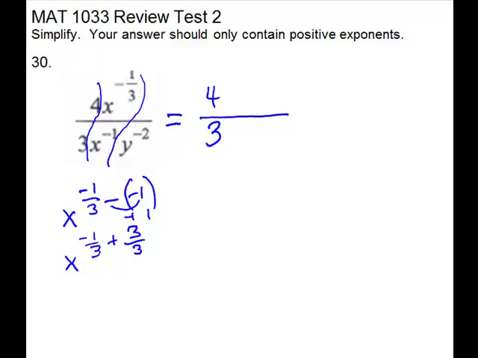So we will keep the common denominator and combine numerators, and a negative 1 and a positive 3 gives us a positive 2. So that's all we can do. When you use that subtract rule, it goes on the numerator. So x to the 2/3. For my y, I only have one y. It has a negative exponent and it is in the denominator. So I need to move it to the numerator and change the exponent to positive.